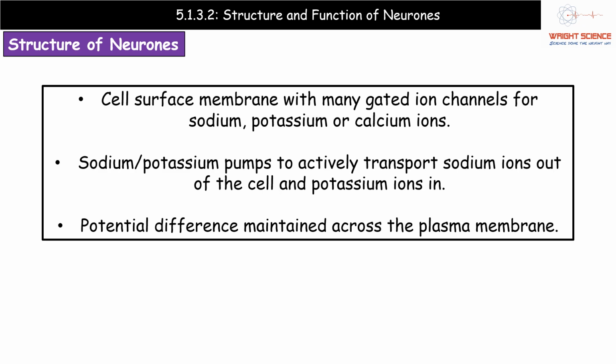Three other bits that we also need to know is that they've got a cell surface membrane with many gated ion channels. And these gated ion channels are going to be for three particular ions: sodium, potassium, and calcium. We also find another structure to do with our ions, the sodium-potassium pump, which is all to do with active transport of the sodium ions out of the cell and the potassium ions into the cell, as we saw in our previous video. And they're going to have this potential difference maintained across their plasma membranes.